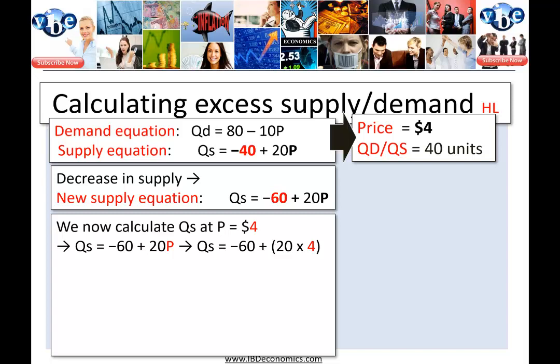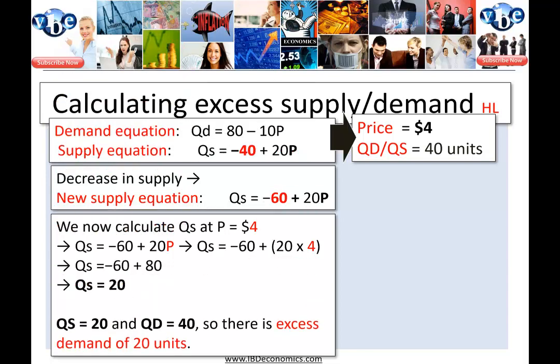Okay, we can now calculate quantity supplied when the price is equal to 4. So quantity supplied equals minus 60 plus 20p. And that becomes QS equals minus 60 plus 20 times 4. So minus 60 plus 80, that's 20 times 4 is 80. So the quantity supplied is 20. And with quantity supplied being 20 and quantity demanded being 40, we can calculate there's an excess demand of 20 units there.